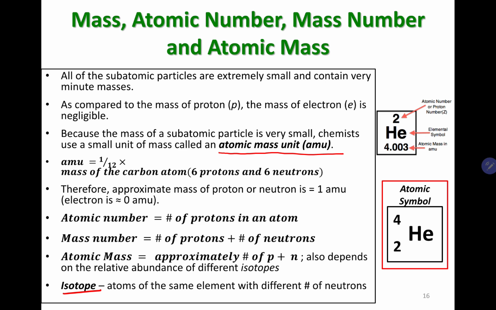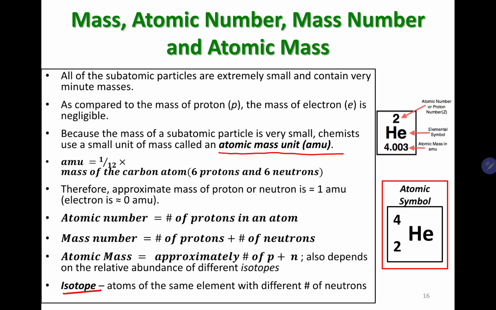Okay, remember, it is approximate, it is not certain. Why? Because if you want an exact value, 1 AMU is actually 1/12 the mass of a carbon-12 atom. You take 1 carbon-12 atom, which contains 6 protons, 6 neutrons and 6 electrons, and that mass is actually 1 AMU.